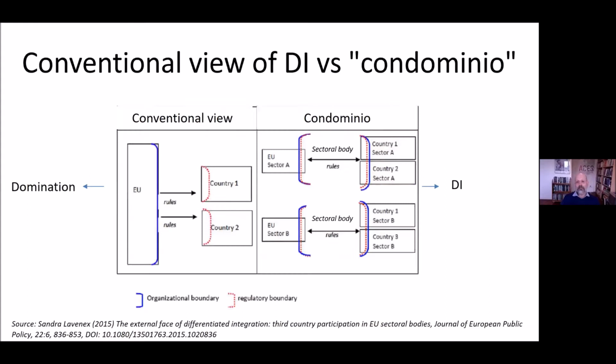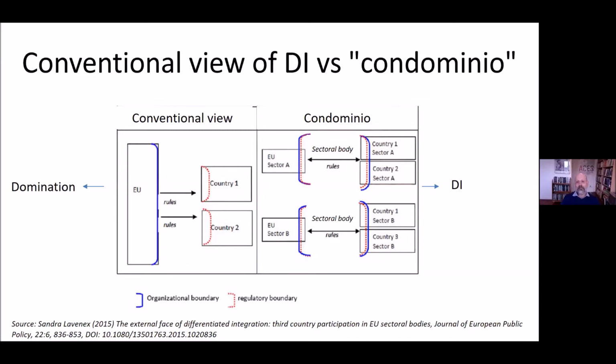This broader definition of differentiated integration, together with the focus on the condominial features of the EU, I would argue opens the perspective for forms of differentiated integration that are not domination by definition, and we will hear more about domination in the next presentation. But I would say that the conventional view, focusing only on EU binding law being the boundary that moves in a differentiated manner to member states or also external states, this focus on the EU regulatory boundary in a non-differentiated manner and not looking at the organizational dimension necessarily leads to a form of domination whereby the countries have to take it or leave it, basically.